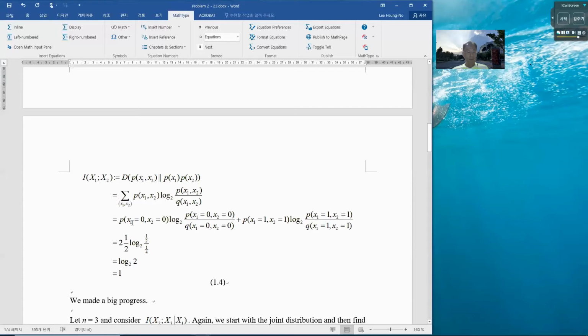And this joint probability is also the same, half. So we have two such terms, so we multiply with 2, half, which is this probability, and then log of the ratio. And this ratio is nothing but 2. So log base 2 of 2 is equal to 1. So we have the first result, and this result tells us a lot.